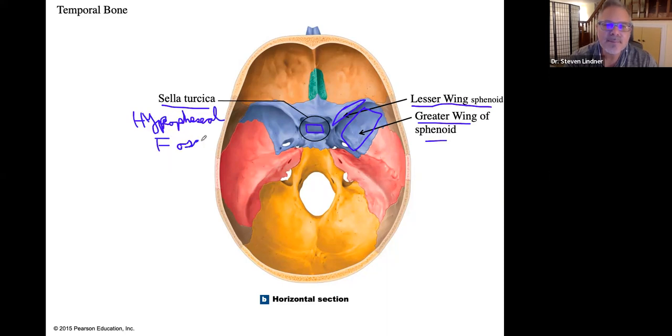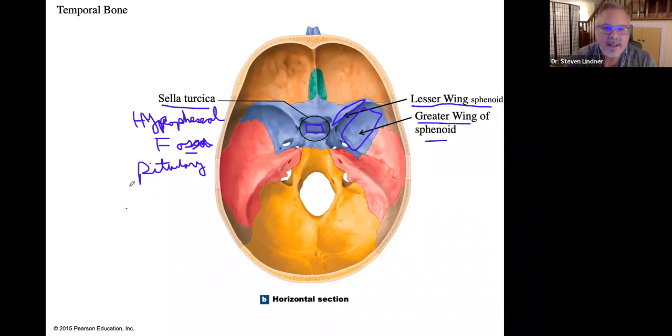And what sits in the hypophyseal fossa? That's going to be the pituitary gland, and the pituitary gland is known as the hypophysis.